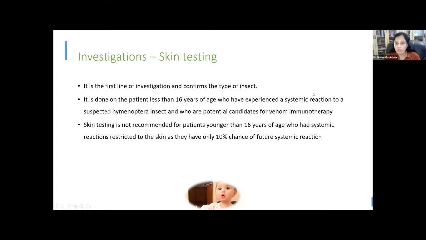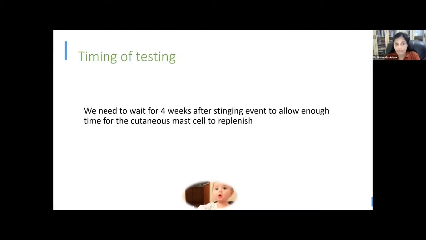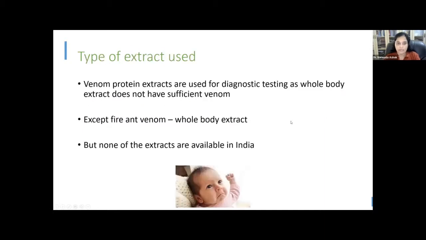So who are the candidates for venom immunotherapy? Those who have experienced a systemic reaction and who can experience a severe reaction further. These are the patients who are potential candidates for venom immunotherapy. These are the children, these are the adults whom we need to investigate. For the timing of testing, we need to wait about 4 weeks after the stinging event to allow enough time for the cutaneous mast cells to replenish.